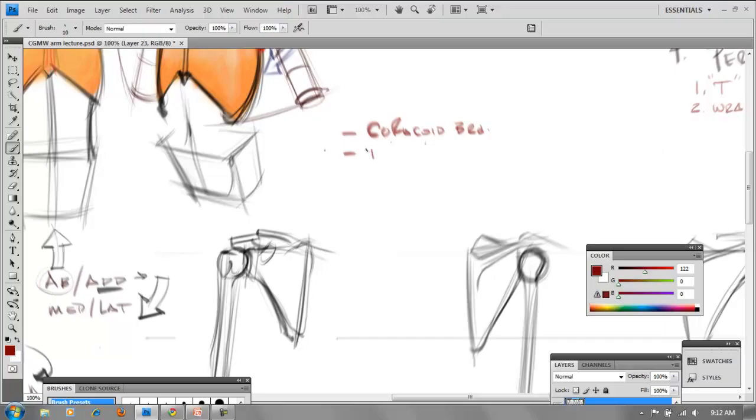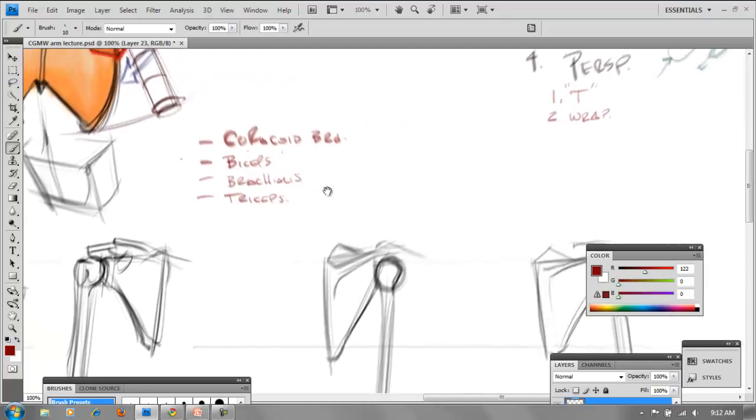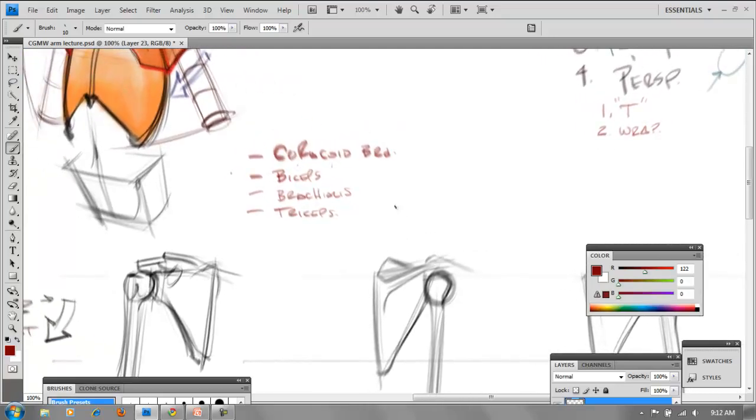And I'd also like to talk about the biceps, the brachialis, and the triceps. And for this week, I'm wondering if it may be best to only do a few and then pick up where we leave off for next week, but we'll see.